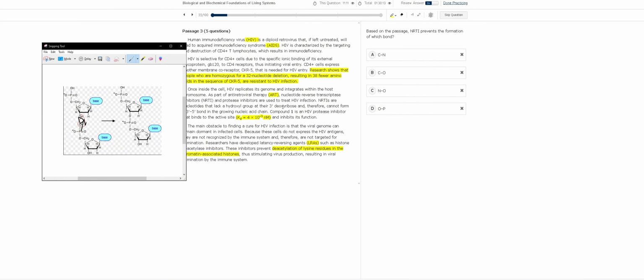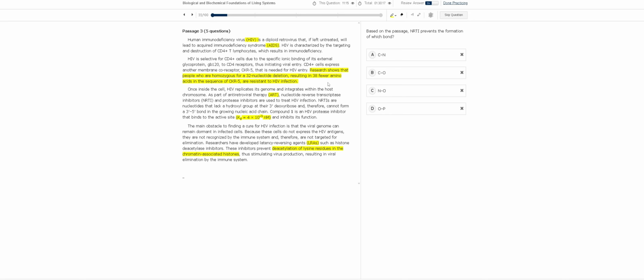But they're saying this NRTI gets disrupted. It disrupts something, so they're saying it's disrupting a type of bond here. Let's look at our answer choices. They're saying that it prevents the formation of the carbon to nitrogen bond.